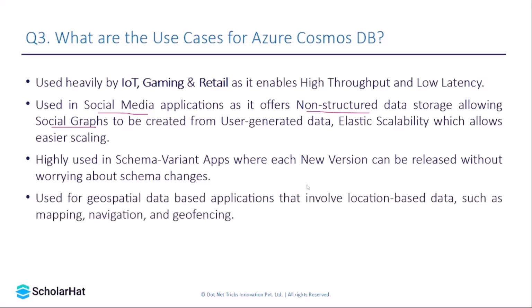Cosmos DB can also be used for geospatial data based applications that involve location-based data such as mapping, navigation, and geofencing. So we already discussed that with the help of latitude and longitude, Cosmos DB supports such applications, and with the help of those, we can find different areas on the map, different navigations, and different locations based on latitude and longitude. So Cosmos DB helps to find these things.